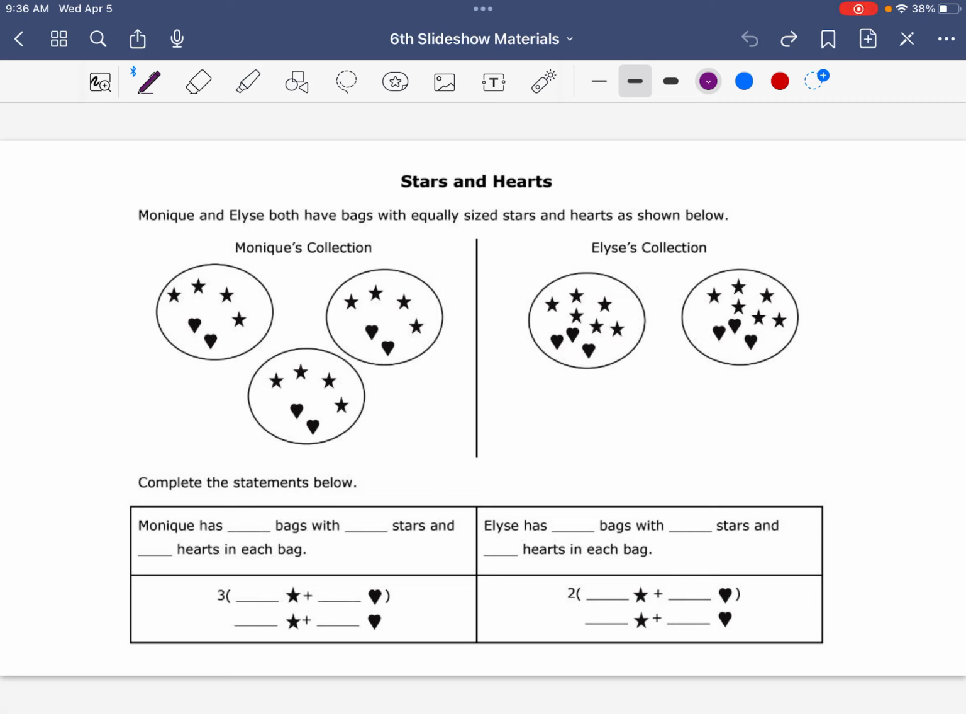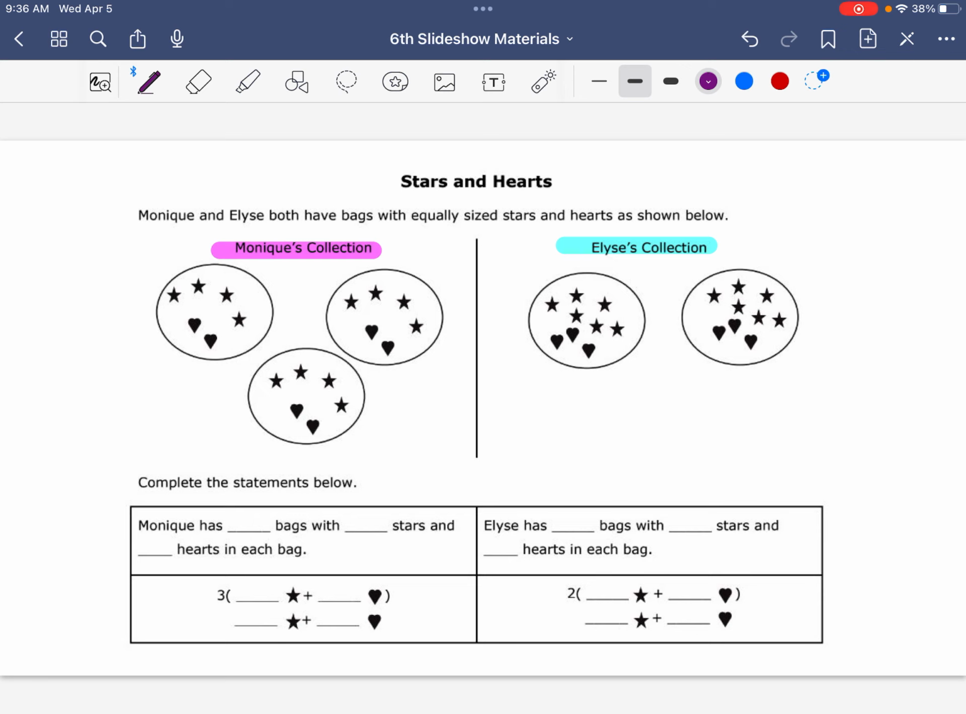Hey guys, today we're going to be looking at different properties that we use when we're being mathematicians. So here we have Monique and Elise, and they both have bags with equally sized stars and hearts as shown below. So we have Monique's collection, and then on the other side we have Elise's collection. And we want to use these images to represent the statements below.